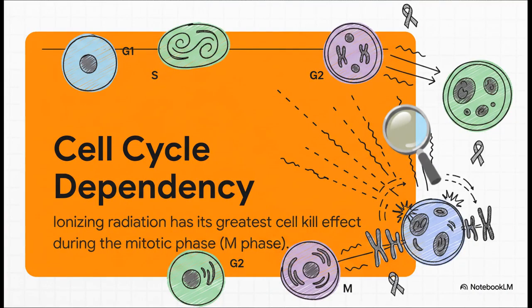And finally, timing is everything. A cell's vulnerability to radiation changes depending on where it is in its life cycle. It turns out cells are most sensitive during the M phase, mitosis, and the late G2 phase, which is right before they divide. This is a huge advantage for us because cancer cells are, by definition, dividing way more often than most of our normal cells. So they're statistically much more likely to be caught in one of these vulnerable phases when we deliver the radiation.